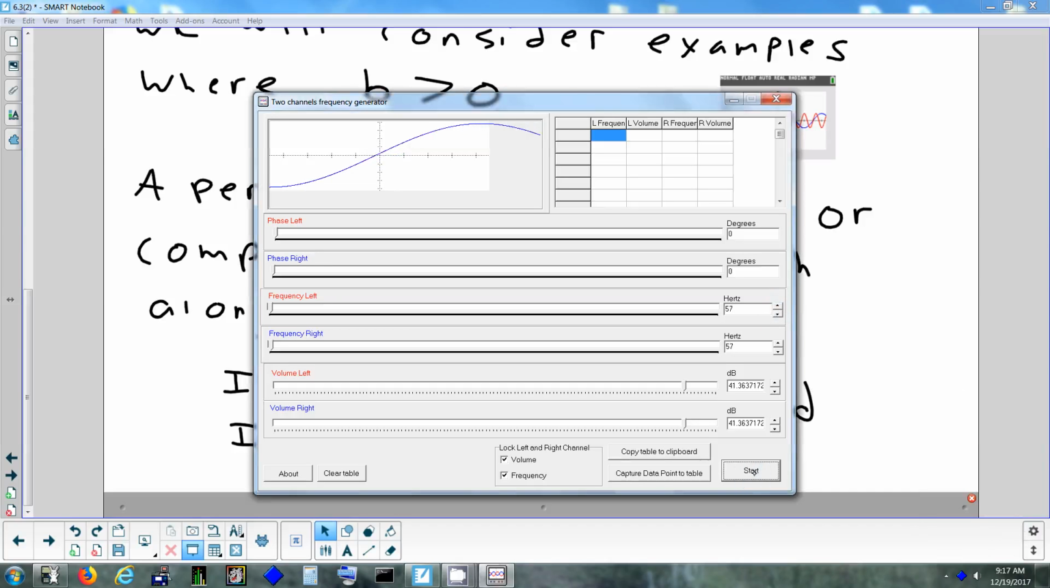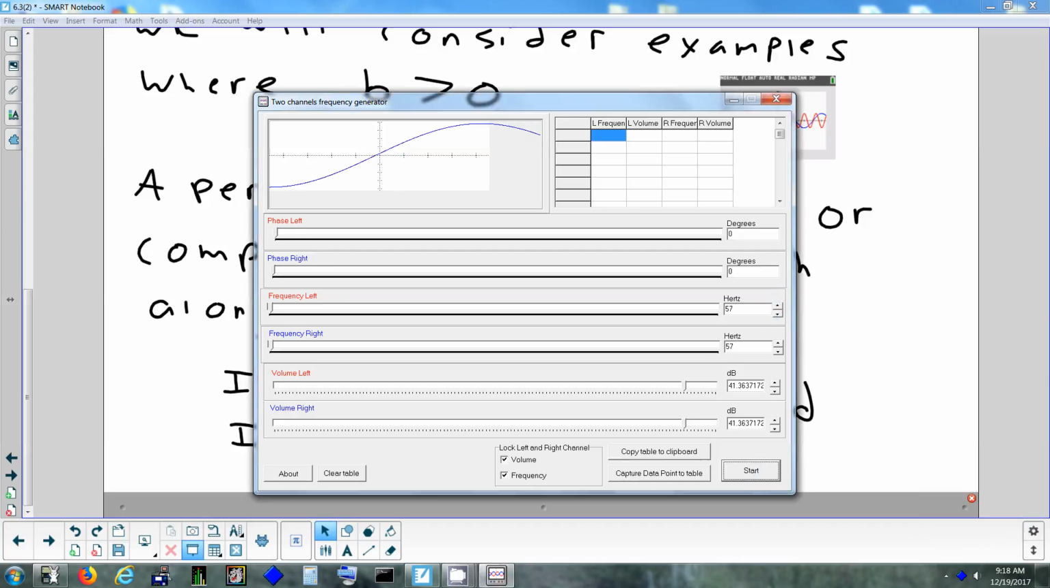I don't know if you heard the vents over there started vibrating a little bit. So apparently they vibrate right around 57 hertz. So that's the effect of changing the frequency.